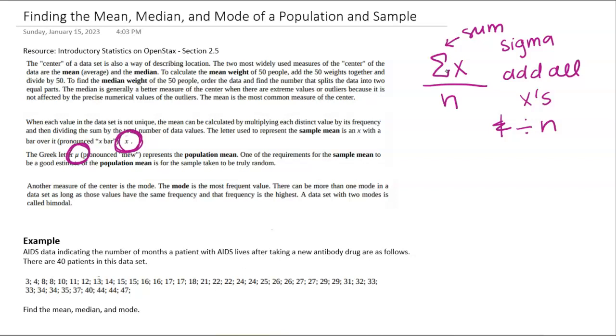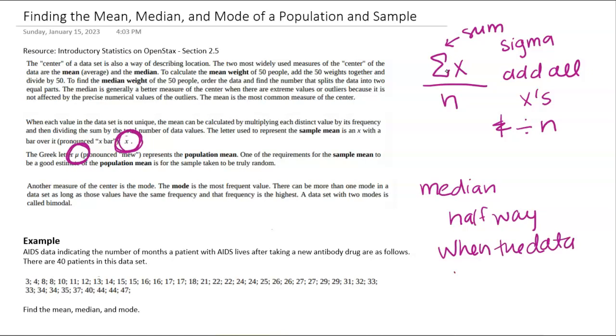One thing that it does not go over explicitly here in the text, but I want to make sure that we talk about, is the median. The median is the halfway point when the data is ordered. The mode is the one that occurs the most, or the highest frequency.